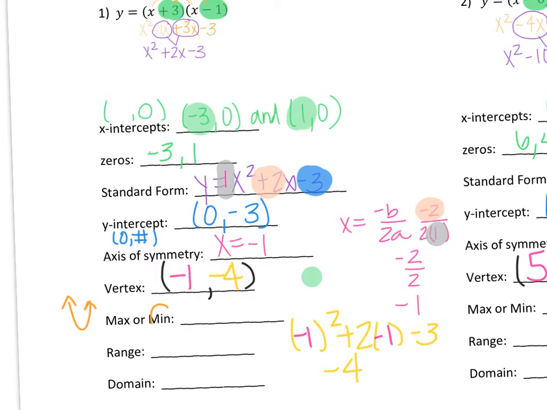If it opens up, it has a minimum, and my range is going to be y's that are greater than or equal to, and the best part is I actually already know the number that goes here, and that number is -4, because whatever number is the y value of my vertex is also my minimum, and it has to do with my range. And then remember that whatever was the x value of my vertex was also my axis of symmetry. So those two numbers went together.